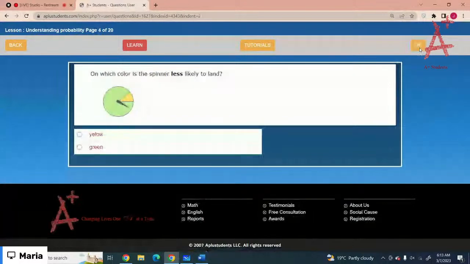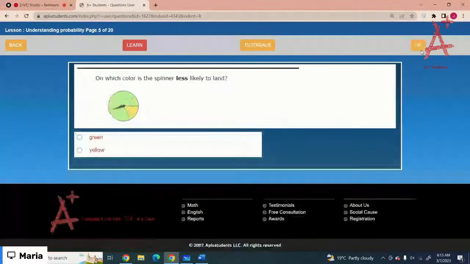On which color is the spinner less likely to land? Yellow. Got it? Because yellow color is less in the spinner. On which color is the spinner less likely to land, green or yellow? Yellow. Got it? Because it has less yellow portion. Got it?